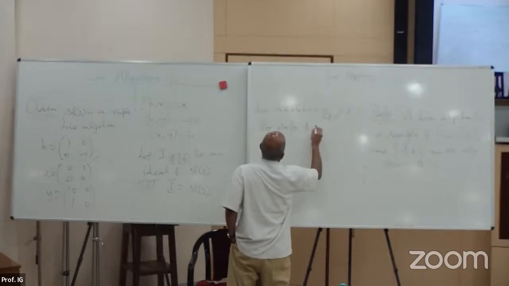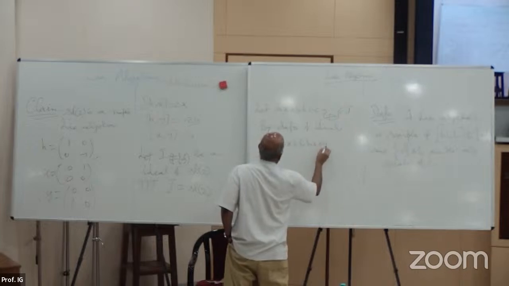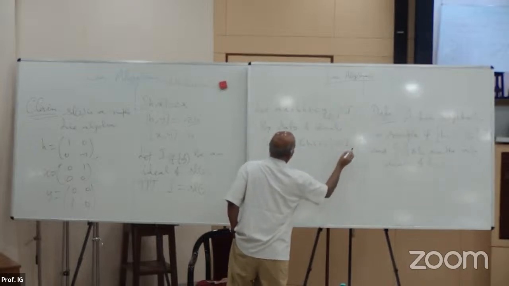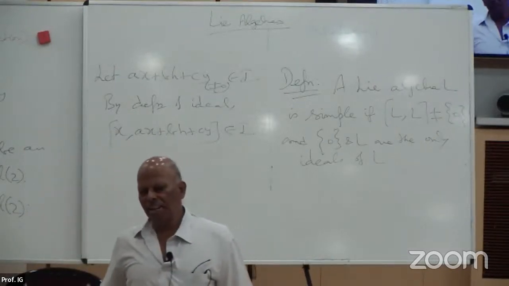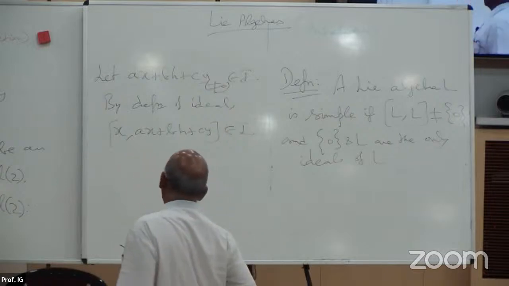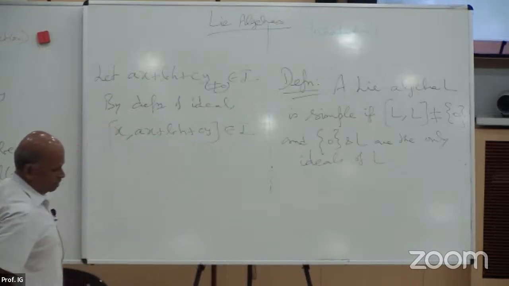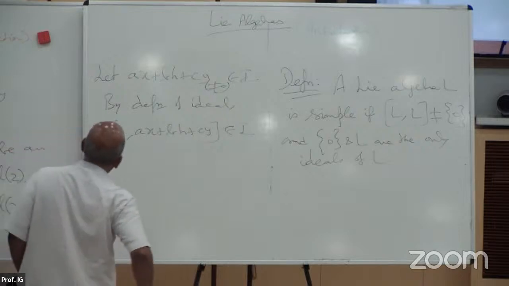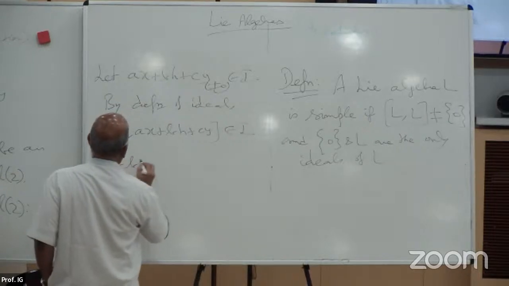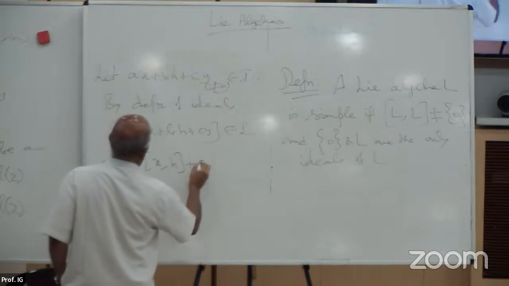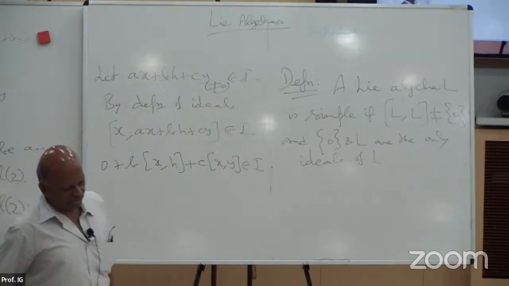By definition of ideal, the bracket of x with ax plus bh plus cy belongs to I. By definition of ideal, if I take the Lie bracket with any element of the Lie algebra, it should belong to the ideal. I take x in particular, so the bracket of x with ax plus bh plus cy belongs to I. And by these calculations, you know that the bracket of x with x is 0. What we get? 0 plus b times the bracket of x and h, plus c times the bracket of x and y.